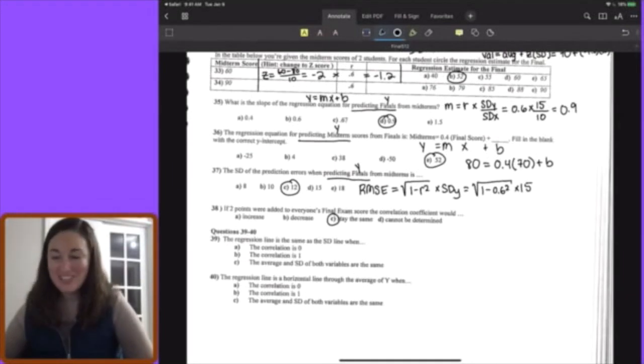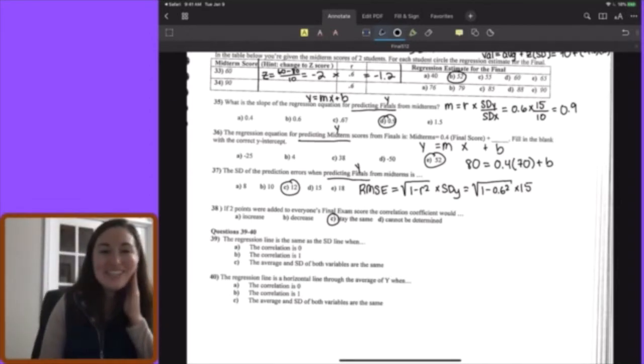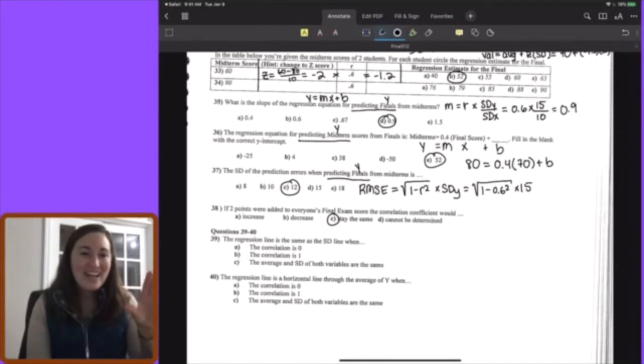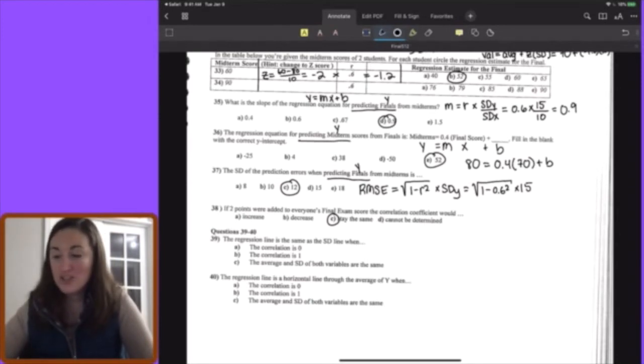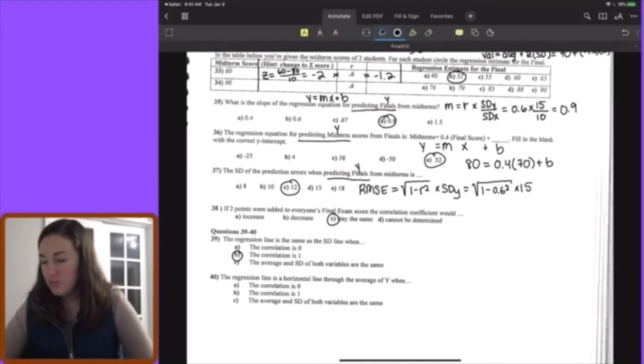Two more regression questions here too. It says the regression line is the same as the SD line when, so let's think back, what was the SD line? The SD line is basically the line that goes through all of the points when we have a perfect correlation. So the SD line assumes r is 1. If the correlation is 1, if we have a perfect correlation, then the regression line is the SD line. They're the same line. This would also work if one of the answers said the correlation is -1. That would be correct as well.